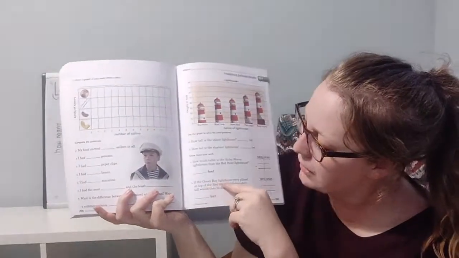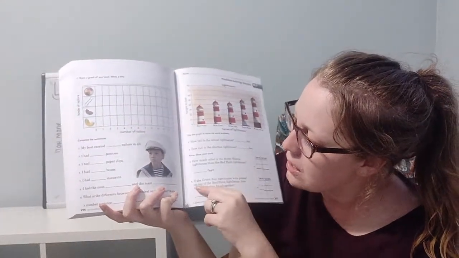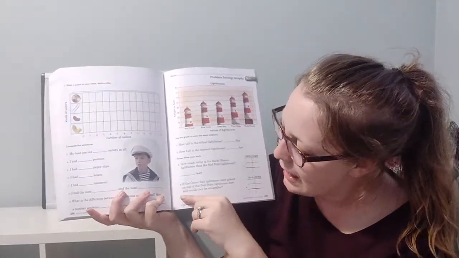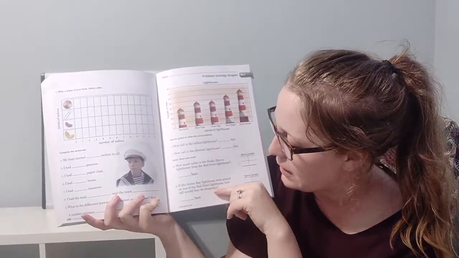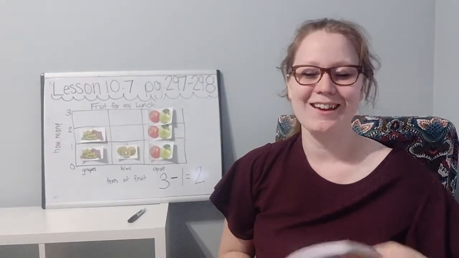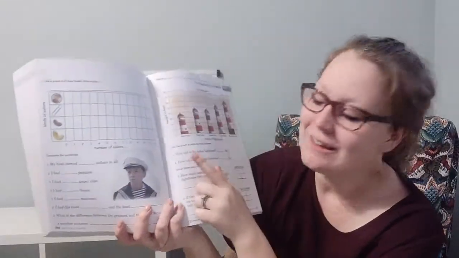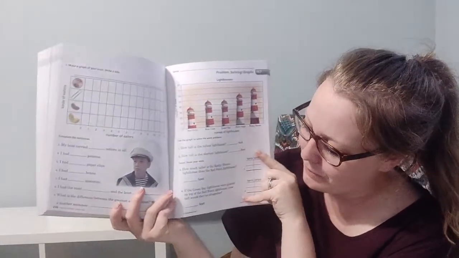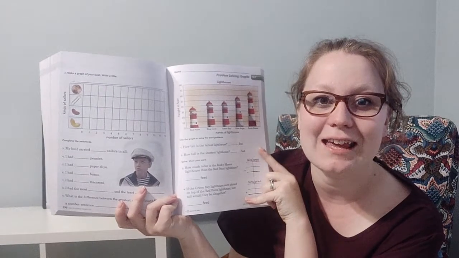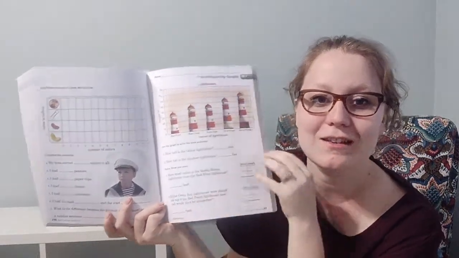So if the Green Bay Lighthouse were placed on top of the Red Point Lighthouse, how tall would they be all together? So we're going to kind of like stack lighthouses here. Pretend, of course. Find how tall the Green Bay one is, and then find how tall the Red Point one is, and add them together, write the answer on the line.